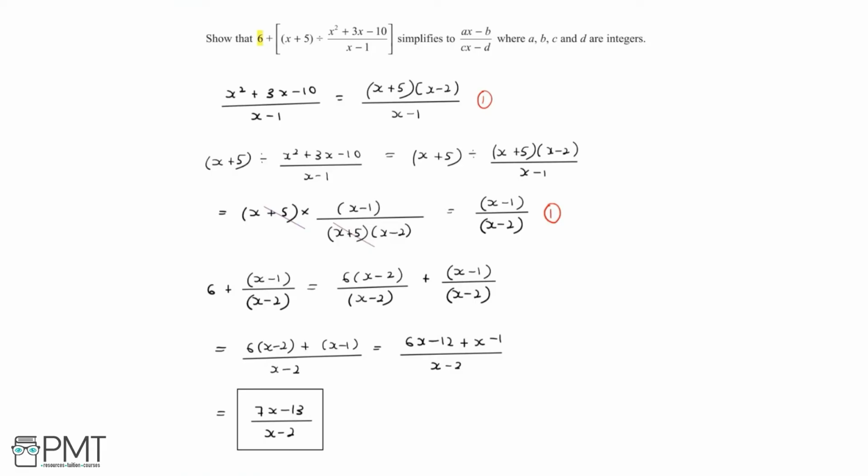We get the third mark for writing the number 6 with a numerator of x minus 2 and for saying that 6 is equal to 6 multiplied by x minus 2 divided by x minus 2. And we get the fourth and final mark for expanding and simplifying and for getting a final answer of 7x minus 13 over x minus 2, allowing us to get the 4 full marks needed in this question.